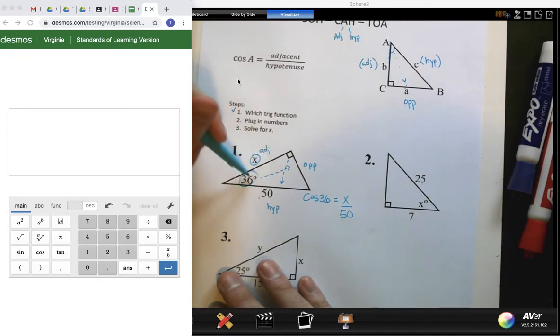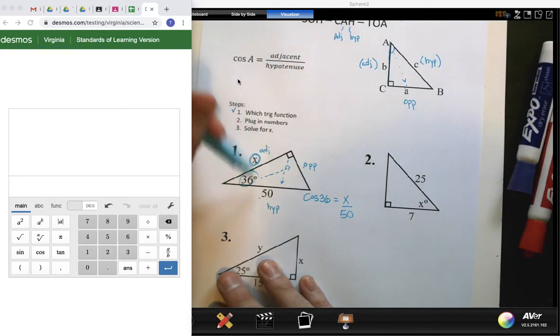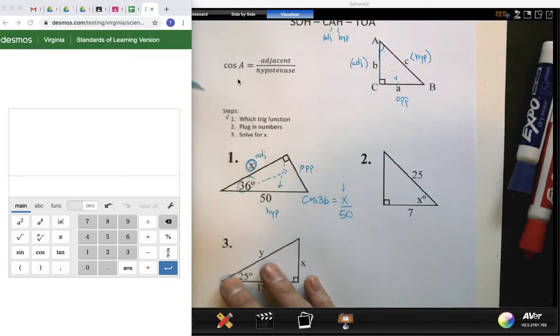Well, if I used sine, sine is opposite over hypotenuse. That's not getting me x. Tangent is opposite over adjacent. Well, I don't have the opposite and I don't have the adjacent. So I need at least one of these, so it's not going to be tangent. But cosine gives me the adjacent, which is the x, over the hypotenuse. So the only thing I'm missing is this x.